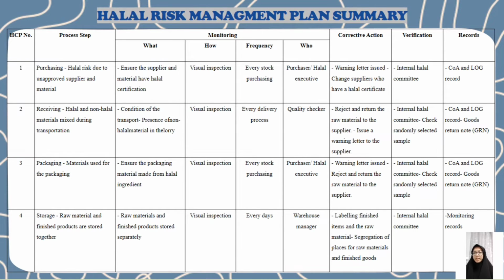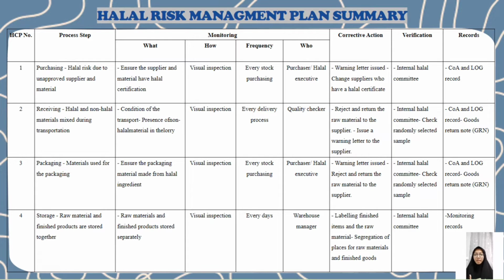Next, we will look at the halal risk management summary. The first HCP is during the purchasing process. Halal risk is due to unapproved supplier and material. So, the purchaser must ensure the supplier and material have halal certification every stock purchasing. For this step, the corrective action that can be taken is a warning letter issued and changing to a supplier who has a halal certificate.